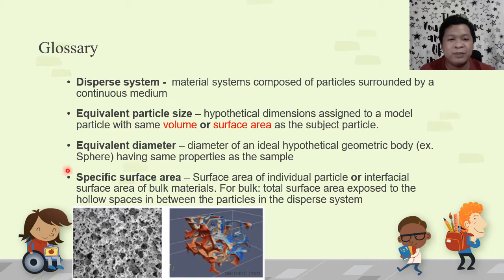So, and lastly, we have specific surface area, which is the surface area of either the individual particle or the bulk material as a whole. If it's the bulk material, it's the total surface area exposed to the hollow spaces, meaning to say, if you have, let's say, isang kutsarang granular sugar, if you were to compute the total surface area of each particle exposed to air, not counting yung interfaces kung saan magkakadikit sila, okay, pero yun lang mga naka-expose, then that would be your specific surface area for bulk materials.